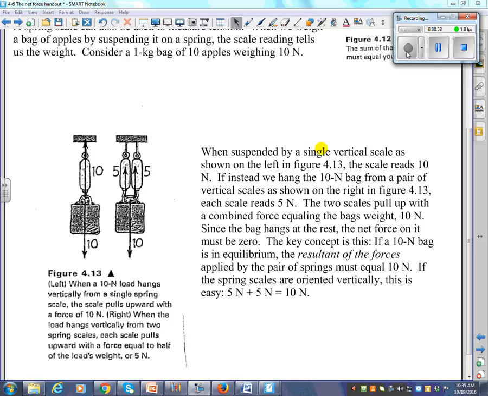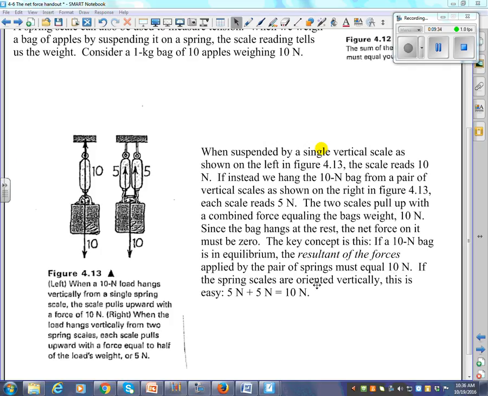Okay, so you can see that it's at 5 newtons each, right? 5 and 5, and you can actually feel that it's quite a bit lighter on either side. The two scales pull up with a combined force equaling the bag's weight of 10 newtons. Since the bag hangs at rest, the net force on it must be 0. The key concept is this: if a 10 newton bag is in equilibrium, the resultant of the forces applied by this pair of springs must equal 10 newtons. If you've got 10 newtons down, you have to have a total of 10 newtons up. Because we've got two strings, it's 5 and 5.